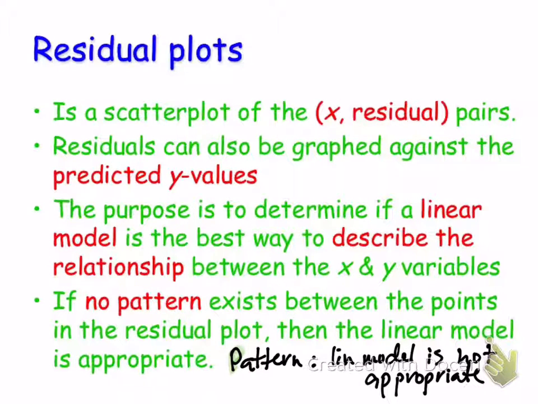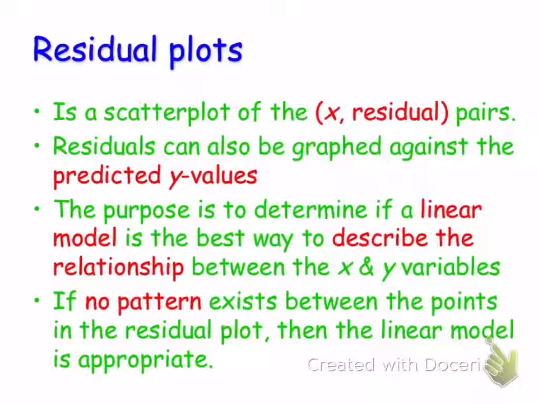So if there is a pattern, like it makes a straight line or it makes a curve or it makes a smiley face, then we would say that it's not appropriate. Like, we should not use an LSRL to predict y values. That's what it means by appropriate and not appropriate. If something is appropriate, then our LSRL is good. We should use the LSRL to predict. If it's not appropriate, so if I have a pattern in my residuals, then the LSRL is no good. It doesn't help me, okay?